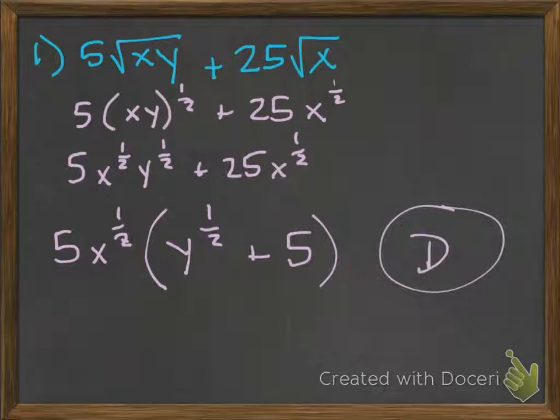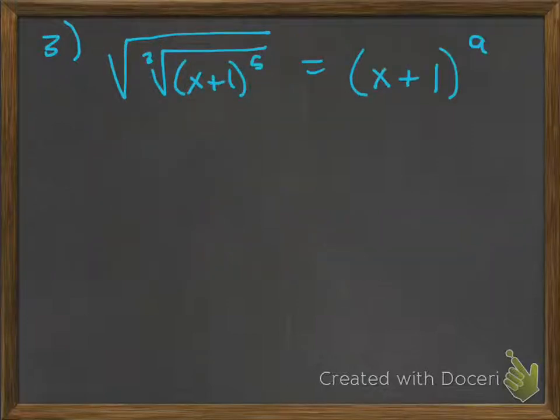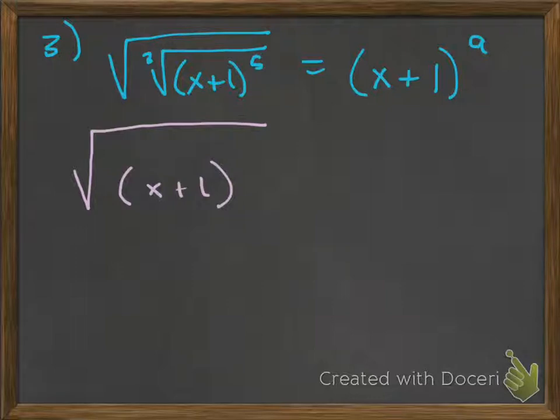So now we're going to skip down to number 3 on the page. And notice number 3 says if we have the square root of the cube root of x plus 1 to the 5th power, essentially how could I rewrite this as x plus 1 raised to some power? So I don't want you to look at the right hand side at all. Focus on the left side and see how could we rewrite this. So we have this big square root on the outside, but if we just focus on the cube root of x plus 1 to the 5th power, I could raise x plus 1 to the 5/3 power.